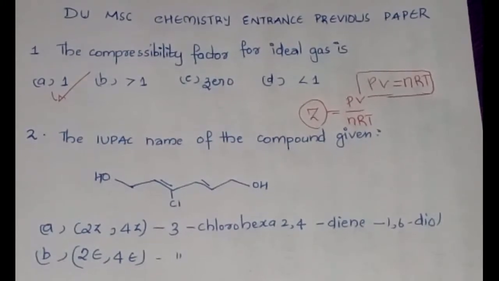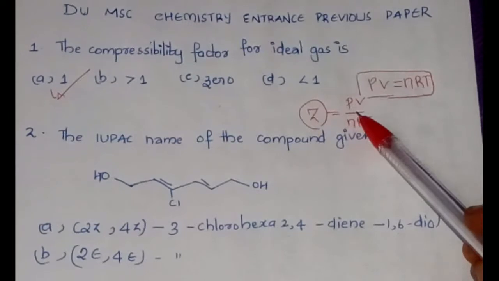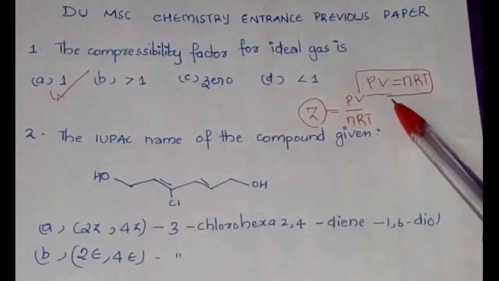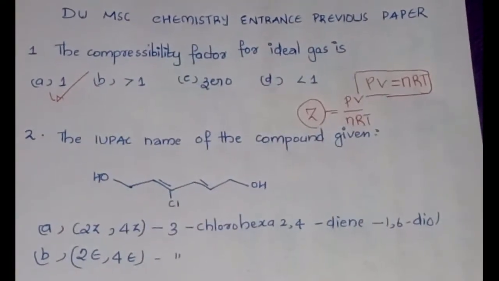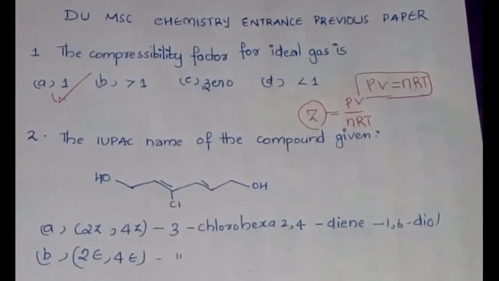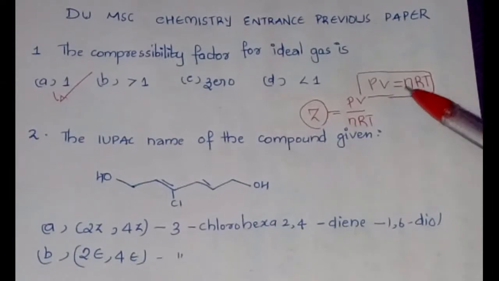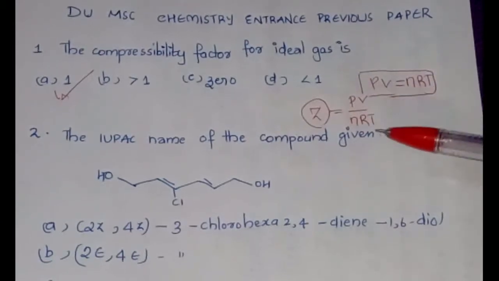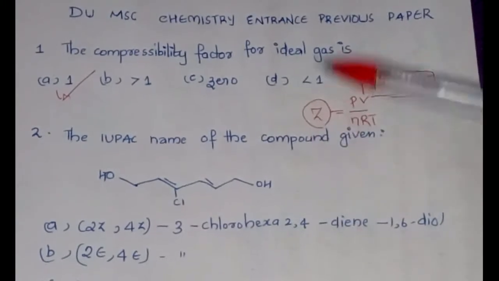So the first question is the compressibility factor for an ideal gas. What is the compressibility factor? It is denoted as Z, and the value of Z is PV by nRT. For an ideal gas, PV is equal to nRT, and for this condition to be possible, we need the value of Z as 1. We have also written Z is equal to 1 for an ideal gas in the formula discussion of the gaseous state. I was just telling you how that value comes: Z is equal to PV by nRT, and for an ideal gas PV is equal to nRT, so Z will be equal to 1.